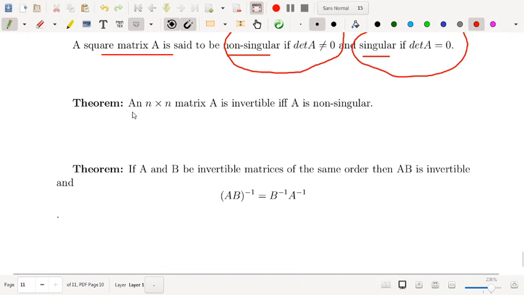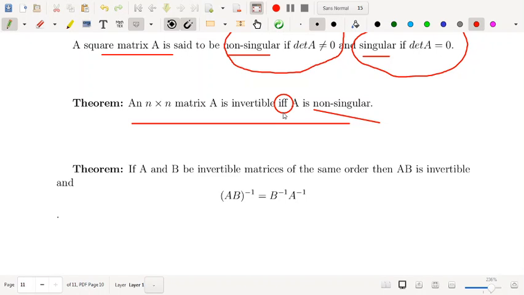I wrote a theorem here. A matrix A is invertible if and only if A is non-singular. That is the necessary and sufficient condition. If the matrix is non-singular, the inverse exists. If the inverse exists, the matrix is non-singular.